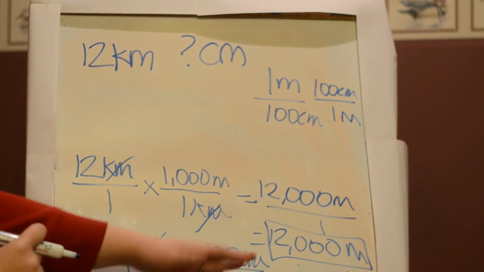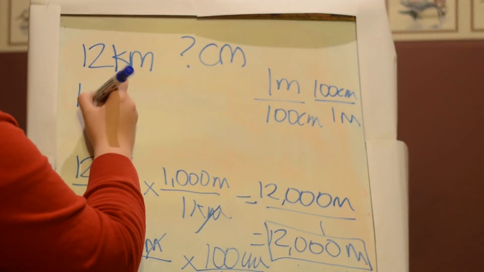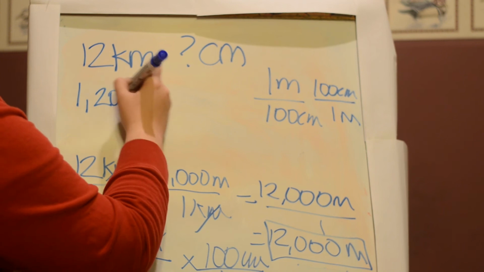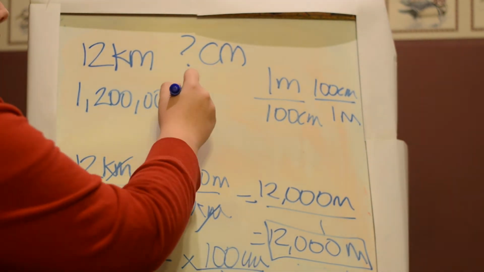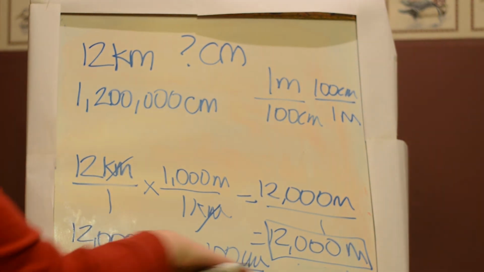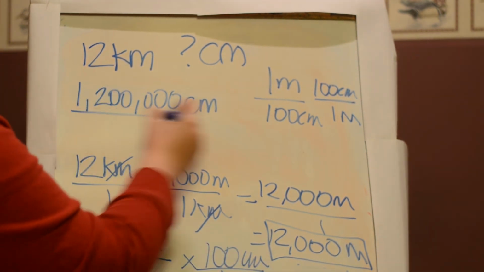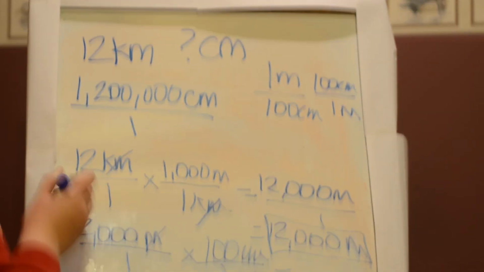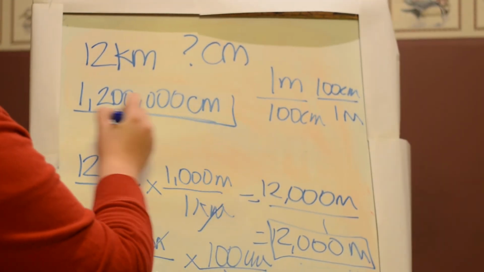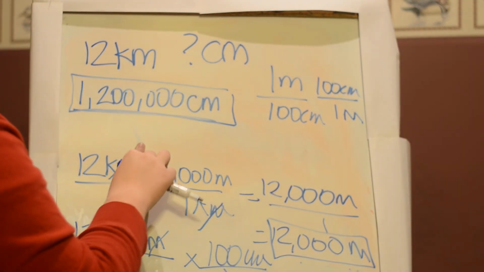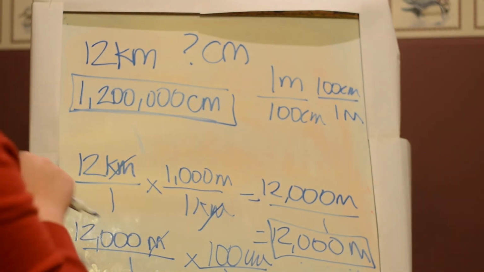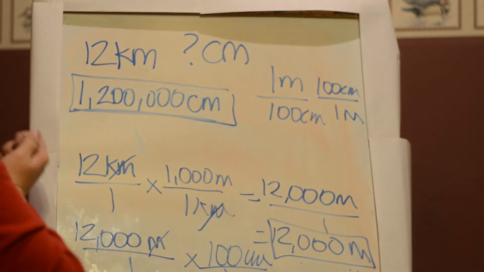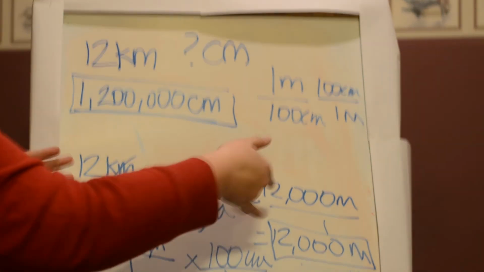Alright, 12,000 times 100 is 1,200,000. And what's our unit? Centimeters. Because remember, our meters canceled out down here. Over 1 times 1 is 1. Or just 1,200,000 centimeters. Alright, so that is how we do it. We're going to set it up as 2 separate problems.